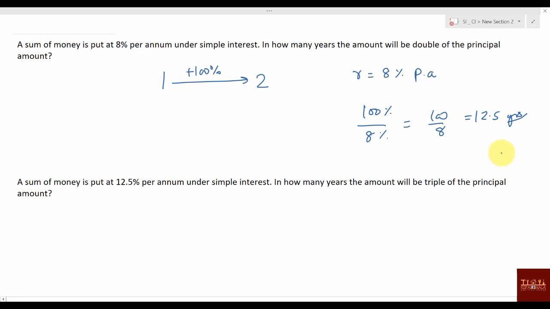Previously also you were doing that only, right? 100% was there. The rate of interest was 10% per annum. So 100 by 10 is 10.